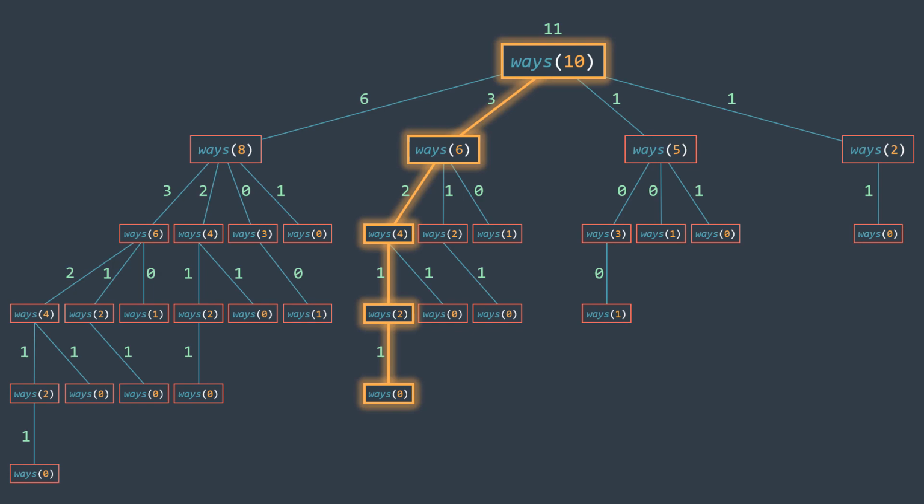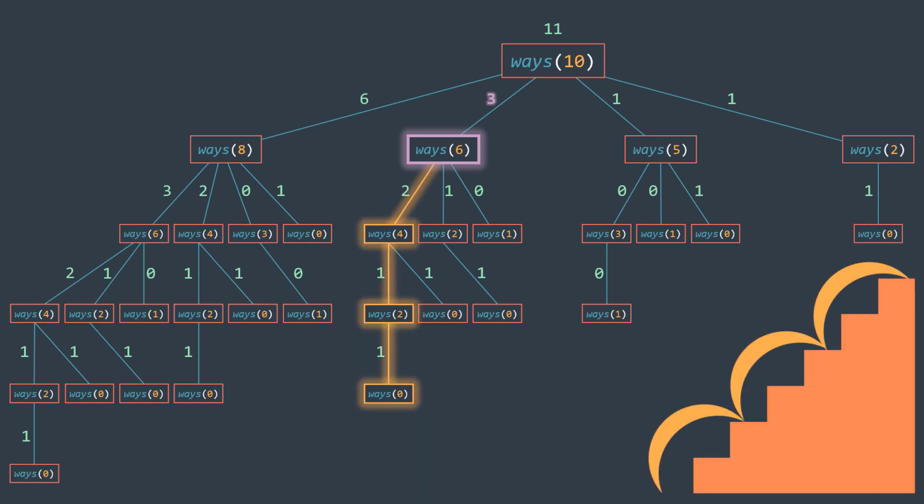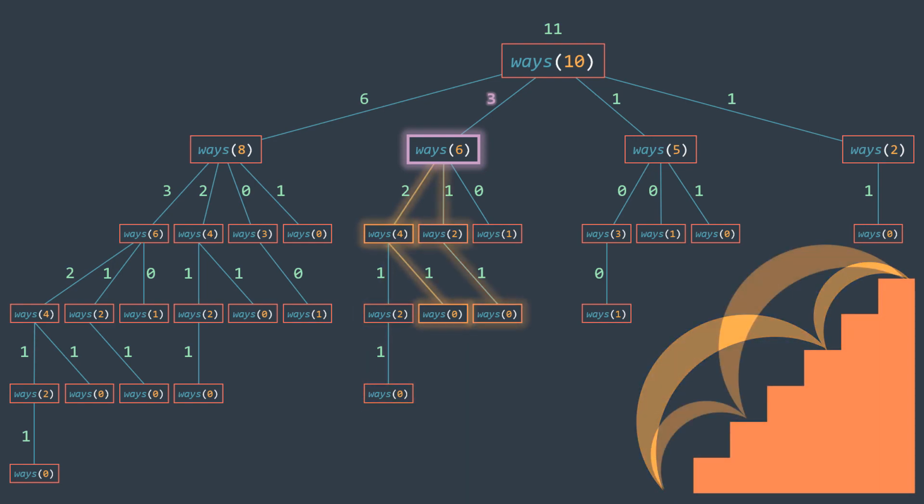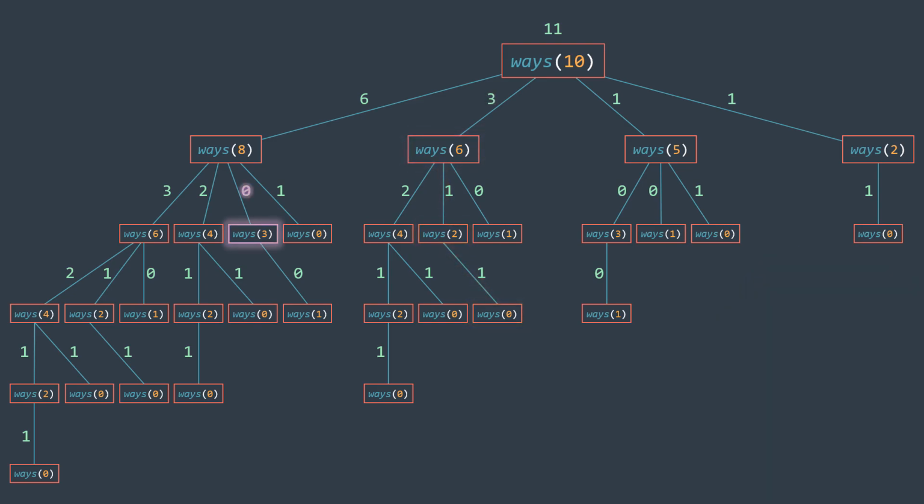Second thing, every value returned by a node represents the number of ways to go to that step. For example, ways of 6 return 3, so we have 3 ways to go to step 6. This is true, we have 0, 2, 4, 6, 0, 4, 6, and 0, 2, 6. Ways of 3 return 0, so we have no way to go to step 3, which is also true.